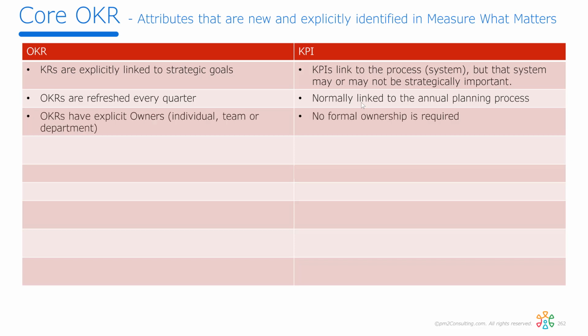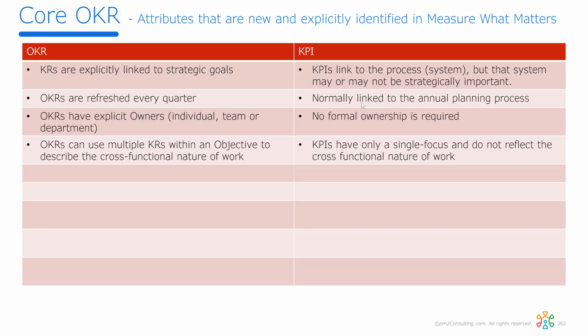Next, OKRs have explicit owners, right? We associate it with an individual or a team or department. Whereas with a KPI, there is no formal ownership, right? So if I'm back to my example of I need to attract more customers, I'm going to assign that to a sales team or a sales individual. Whereas number of new customers as a KPI doesn't have an owner. And again, ownership allows people to understand their purpose, why they're in the organization, what they're supposed to do, and what their measure of success is. So they drive employee engagement, whereas, of course, the KPI doesn't have that attribute.